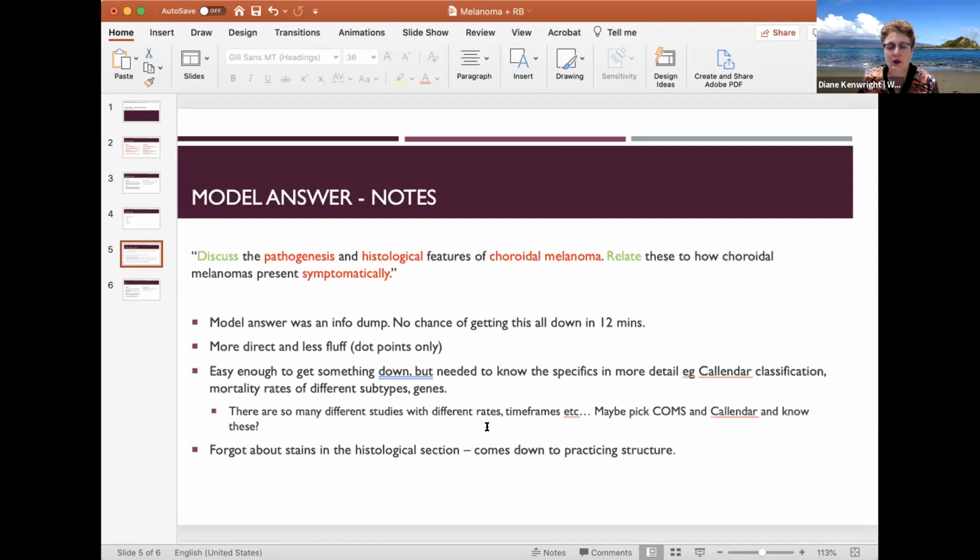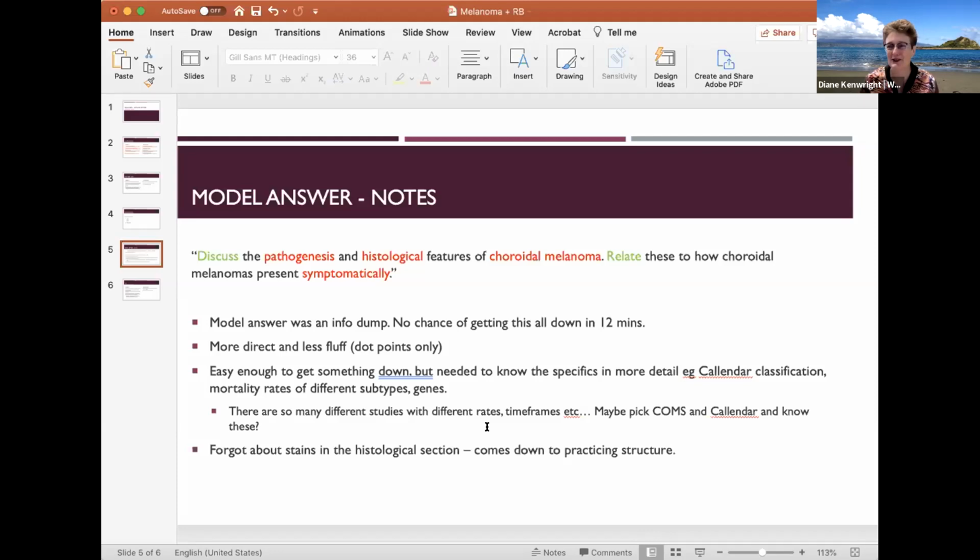I agree with your last sentence. Practice structure. Structure is really important, and we're going to be practicing structure, particularly on the 24th of October in the last part of the day. We're going to concentrate on practicing structure in your written answers, because that's really important. Yeah, and dot points is great. We love marking dot points.